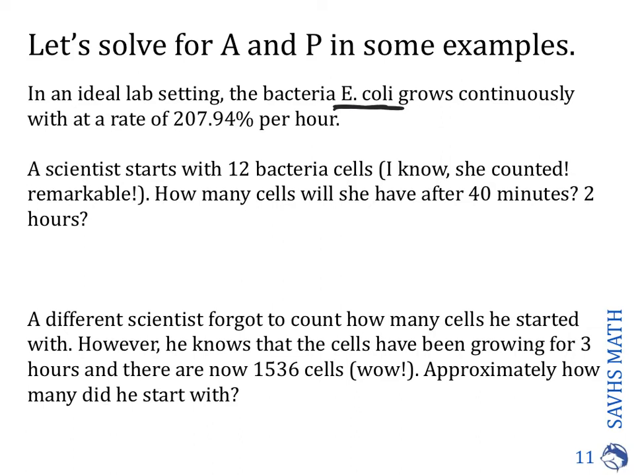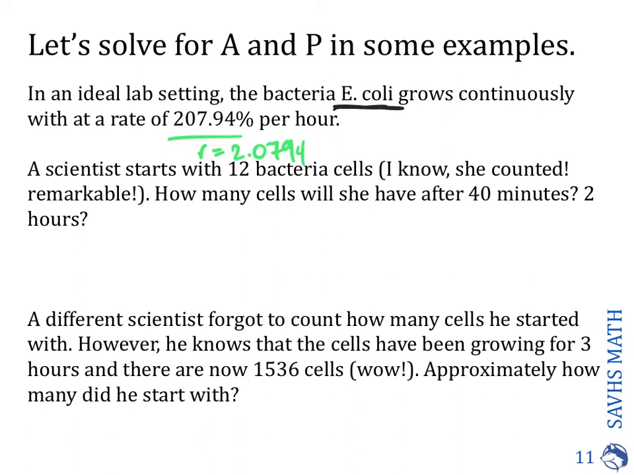E. coli in an ideal environment in a lab, which just means we're trying to make it grow as fast as we possibly can, grows at a rate of 207.94% per hour. Okay, so that sounds like an R. If we turn the percent into an R, we write 2.0794. This is our rate every hour.